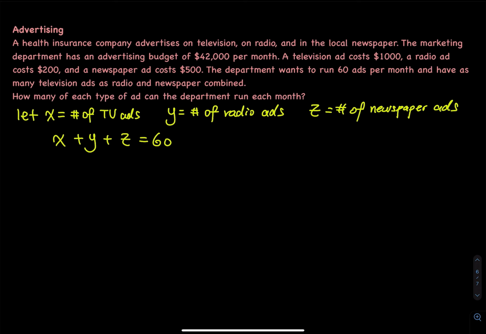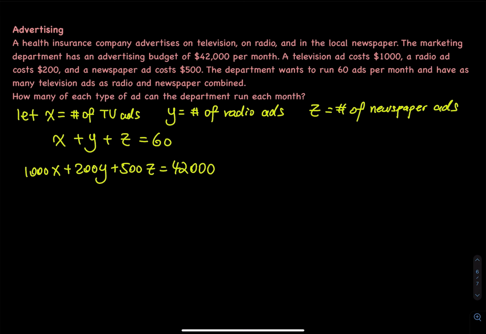And then the next one will be the cost. So the cost, you have that much budget, right? And then each TV costs $1,000, each radio is $200, and then newspaper is $500 each. So that will be 1000x plus, for radio, 200y, and then plus 500z equals to what? Equals the budget, $42,000.